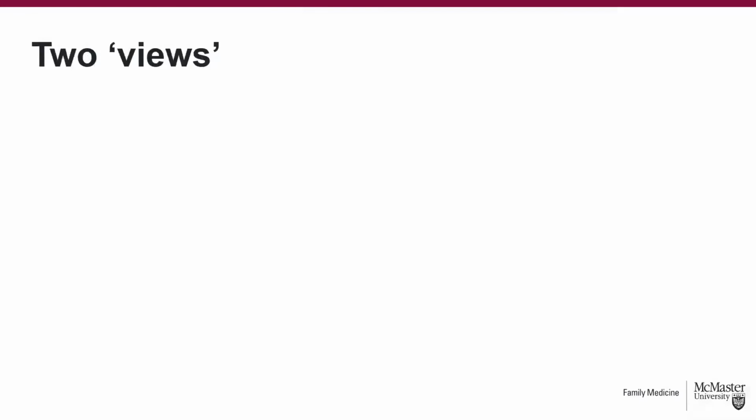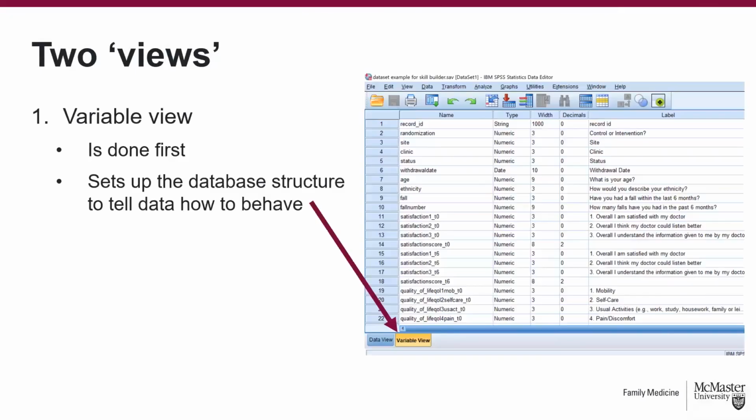Okay, so objective 1, 2 views. In SPSS, there are 2 views. One is called the variable view, and this is typically built first. When you open up SPSS, there are those 2 tabs at the bottom. So the first one is actually the second tab. So this view sets up your database structure.